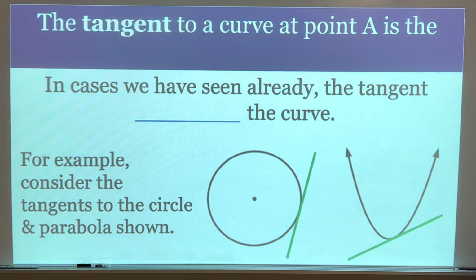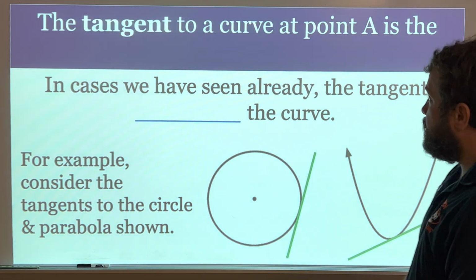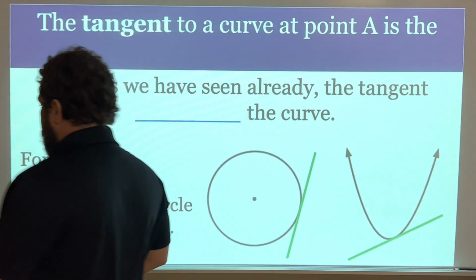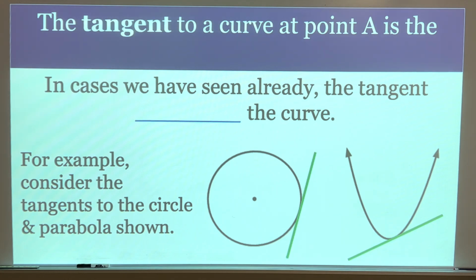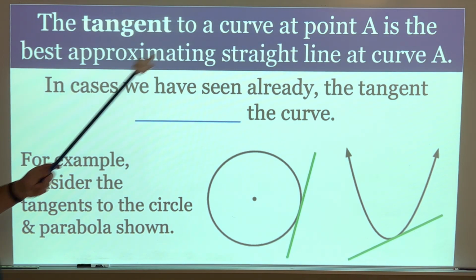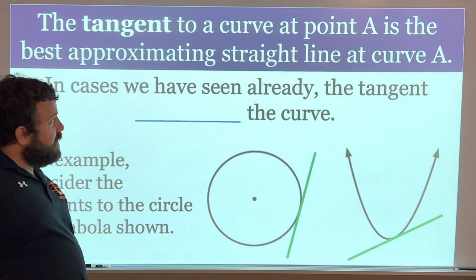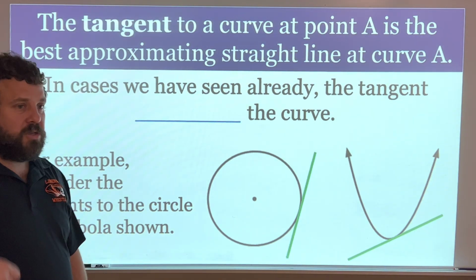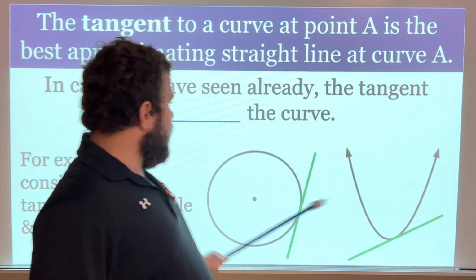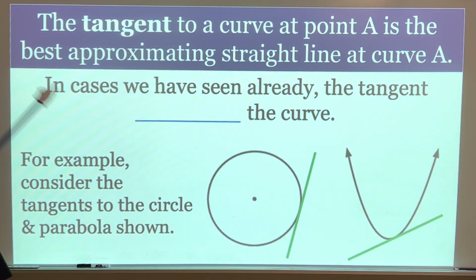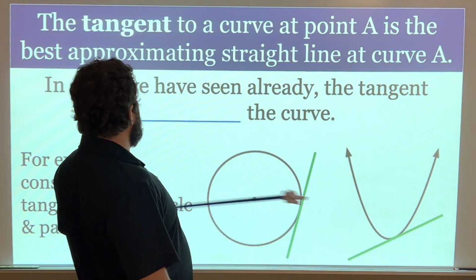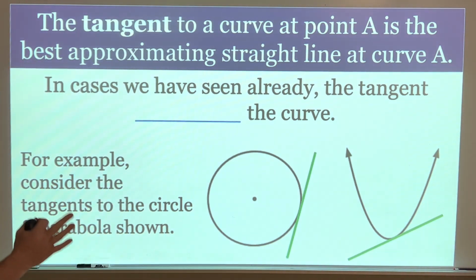All right, so let's start off easy. A tangent to a curve at point A. What exactly is a tangent? A tangent is the best approximating straight line at curve A. So when you make a line at curve A, that's your tangent line. You're going to approximate the straight line, and it's pretty much going to be what the graph is doing at that point.